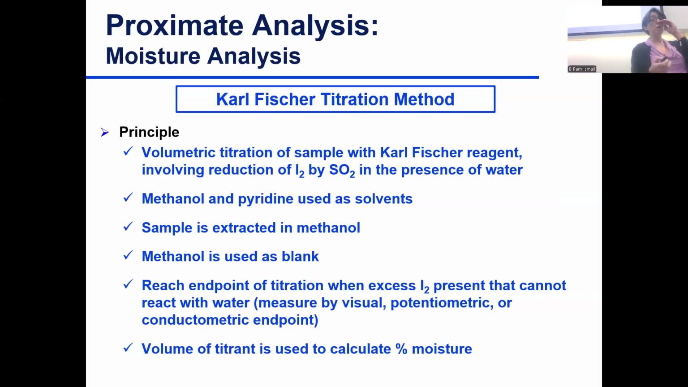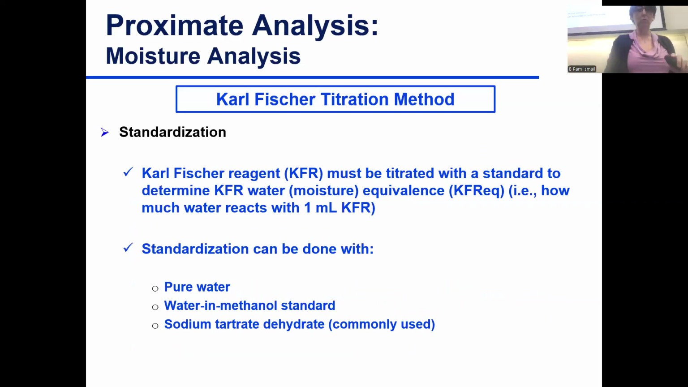We correct for methanol because sometimes methanol can have some water in it, because it is hygroscopic. So we correct for any potential water in methanol. And when there is excess iodine, the reaction ends when the excess iodine present is no longer reduced due to depletion of water, basically. And then we use the volume of the titrant to calculate moisture content.